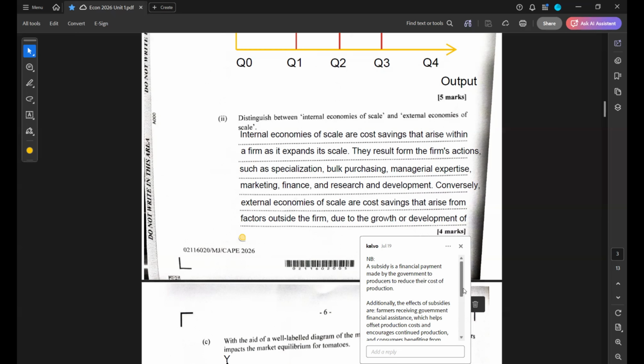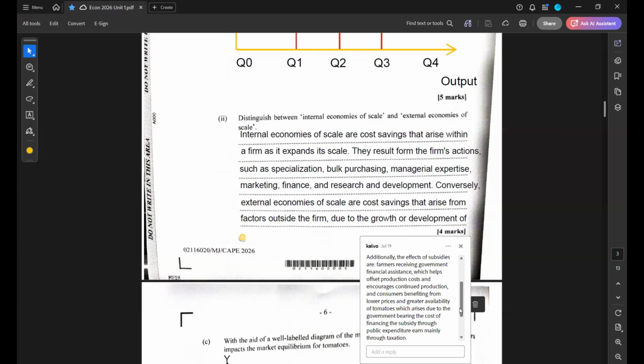Additionally, the effects of subsidies are that farmers, in this case, receive government financial assistance, which helps offset production costs and encourages continued production, and consumers benefit from lower prices and greater availability of tomatoes, which arises due to the government bearing the costs of financing the subsidy through public expenditure, earned mainly through taxation, right? So the subsidy is usually funded from taxation, the public purse, in other words.